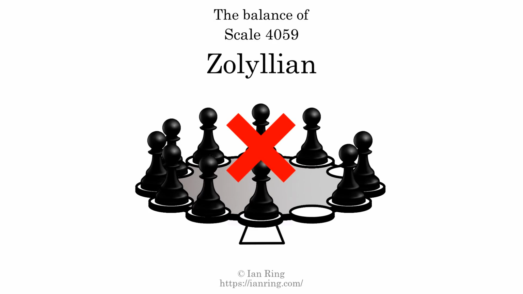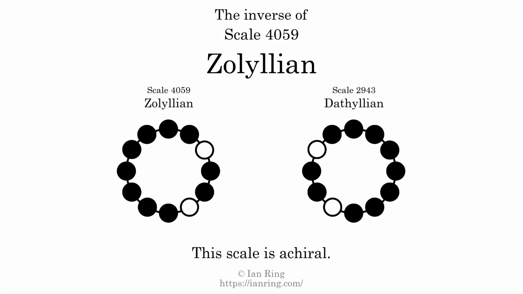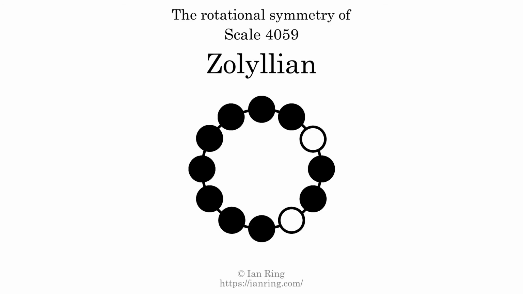This scale is not balanced. The inverse of a scale is a mirror image. It is what you get when the sequence of intervals is reversed. The inverse of this scale is scale 2943, also known as Zolyllian. This scale is achiral, since it can transform into its own reflection by a rotational transformation. This scale has no rotational symmetry.